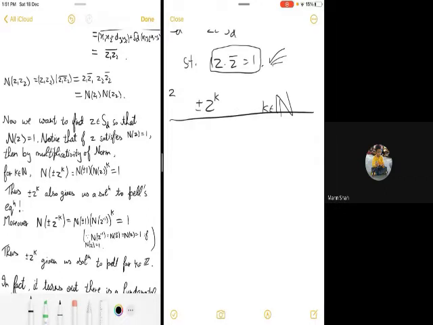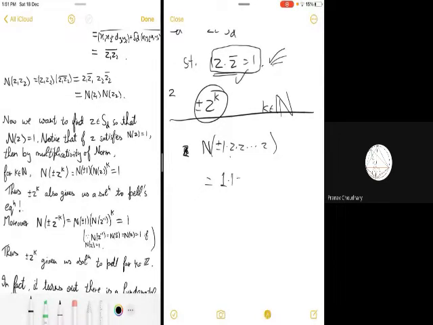Do you see why plus minus z to the power k is also a solution to this? Let me explain anyway. Because the norm is multiplicative, we have n of plus minus 1 times z to the n, which is just n of plus minus 1, which is 1, times n of z to the n, which is 1. So it's 1.